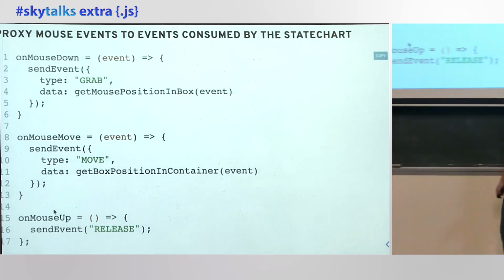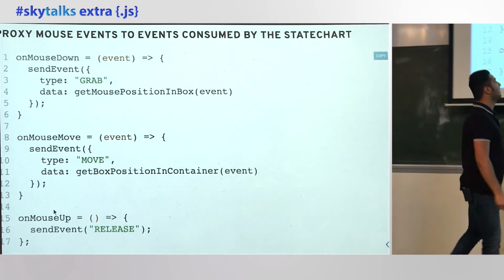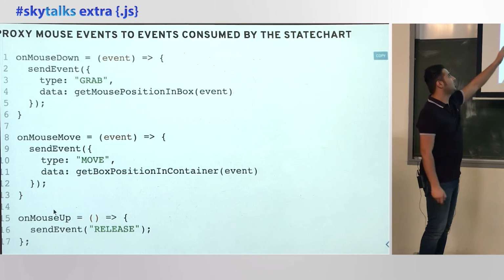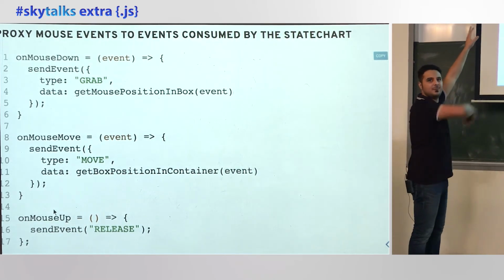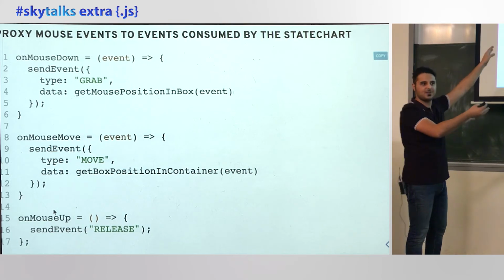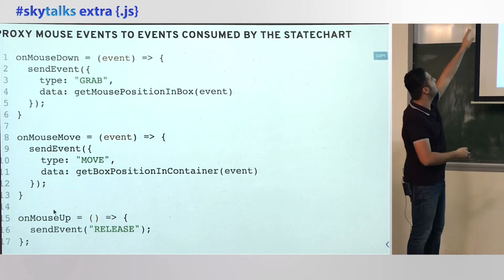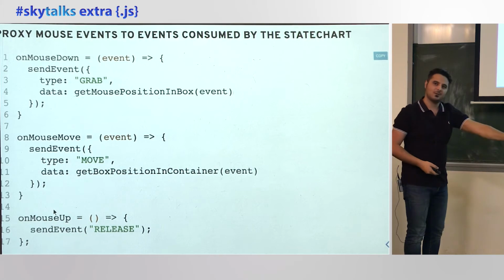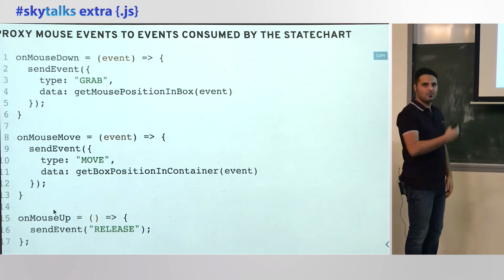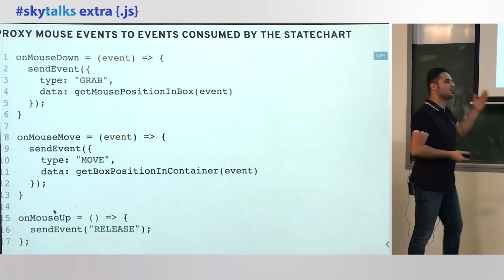And how you can connect it to the actual event handlers is that basically that's it. You don't do anything. You just get the events, proxy them to the state chart. A state chart will take care of it. And when I say take care of it, it's just that JSON object. So when mouse is down, start pressing, just say that I grabbed. When mouse is moving, just say I'm moving. And when mouse is up, just say I'm releasing.